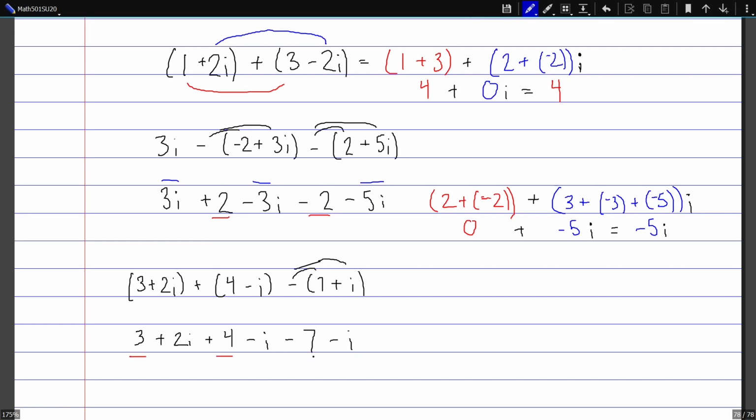Reals 3, 4, negative 7. So 3 plus 4 plus negative 7. Imaginaries 2, negative 1, negative 1. So 2 plus negative 1 plus negative 1. And standard form plus and i. Well, interestingly enough, this will give me 0. And this will give me 0. So this ends up being 0 plus 0i. Or, if you want, just plain 0.